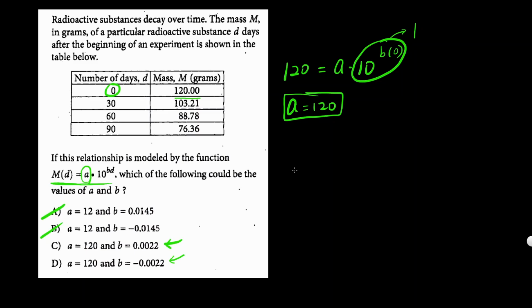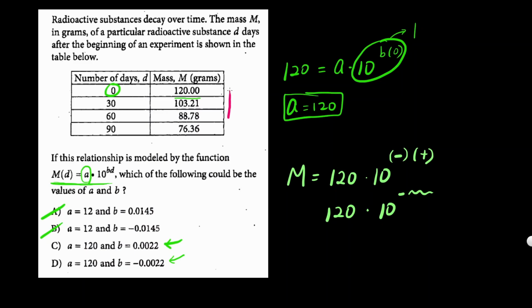So that means the mass M should equal A, which we figured out was 120, times 10 to the B D. Now if B is a negative number, since D, the number of days, is never negative, it's a positive, then it's going to be 120 times 10 to a negative number. See, as days go by, since the exponent is negative, it's going to be 1 over 10 to that many power, which should decrease as we see here. So it must be D.